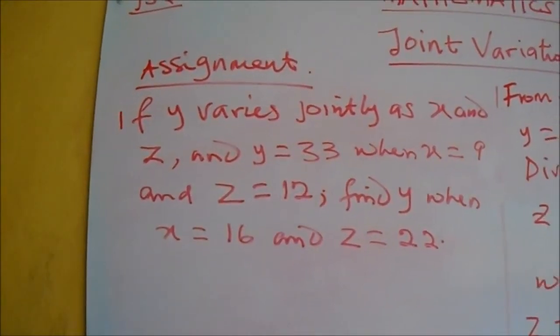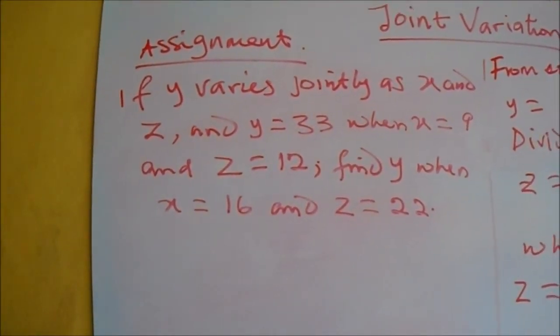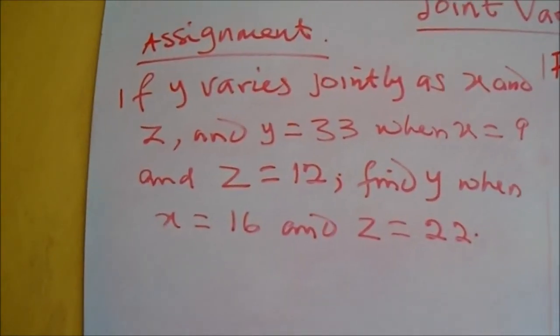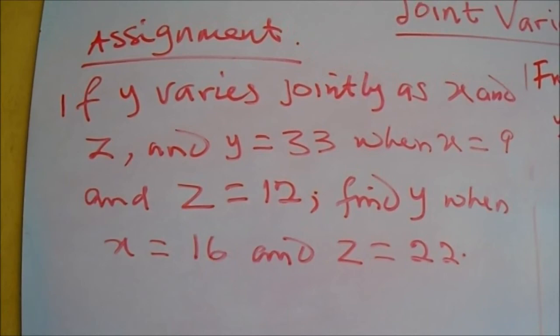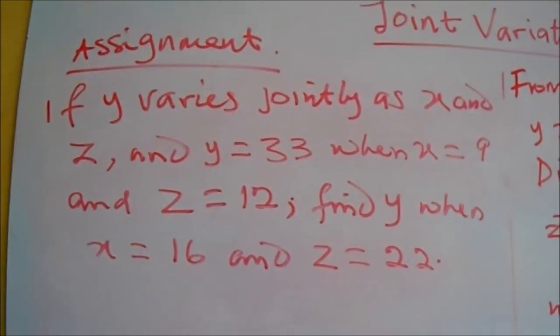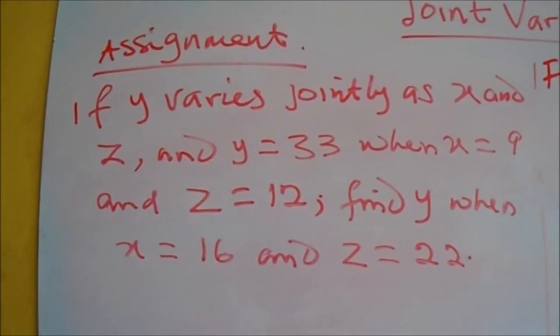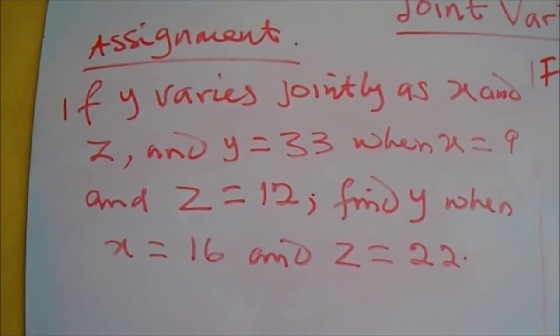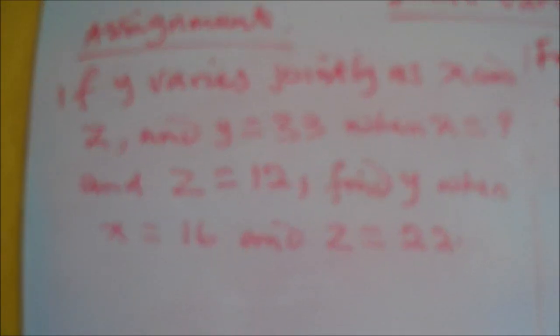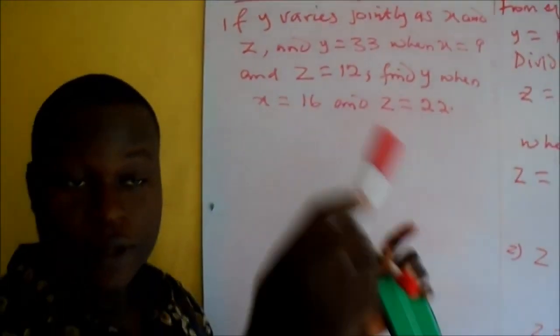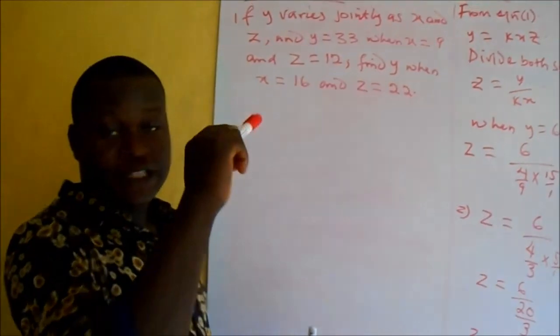The question is, if y varies jointly as x and z, and y is 33 when x is 9 and z is 12, find y when x is 16 and z is 22. Do that and then submit the solution either to the e-learning platform or to my mail.